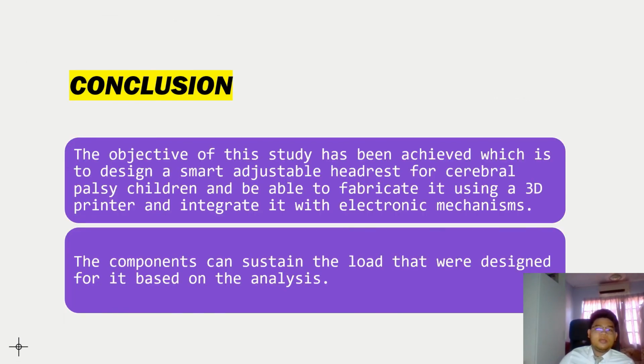Therefore, as a conclusion, the objective of this study has been achieved, which is to design a smart adjustable headrest for cerebral palsy children, and be able to fabricate it using a 3D printer and integrate it with an electronic mechanism. The component can sustain the load that it was designed for, based on the analysis.